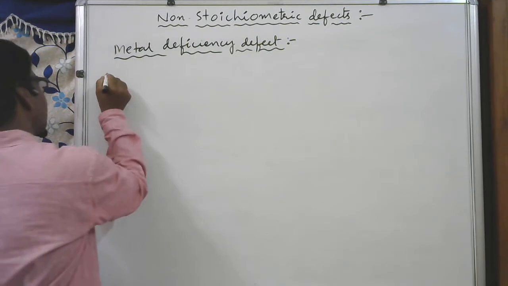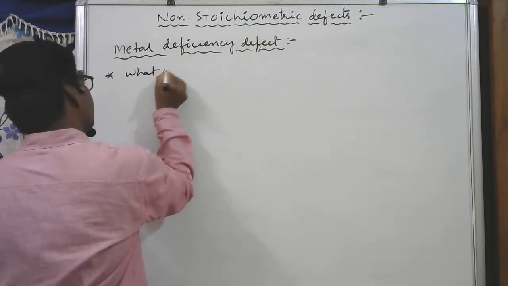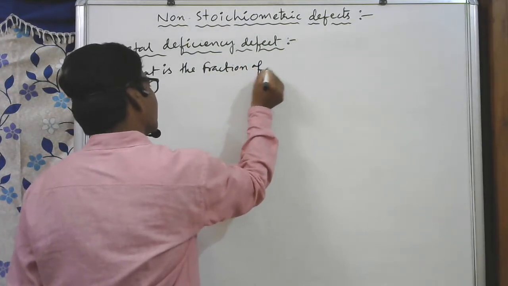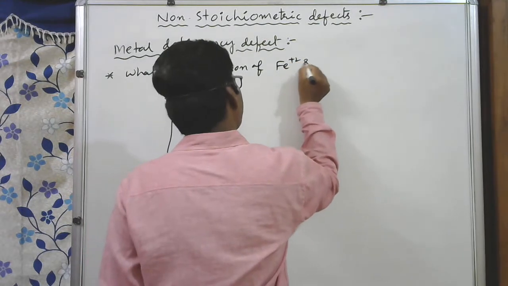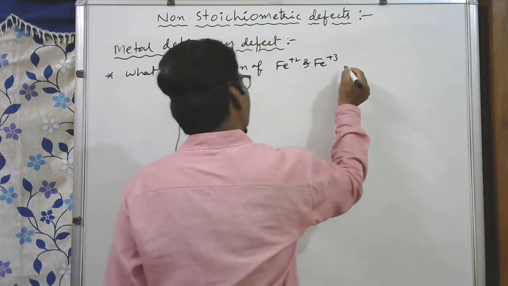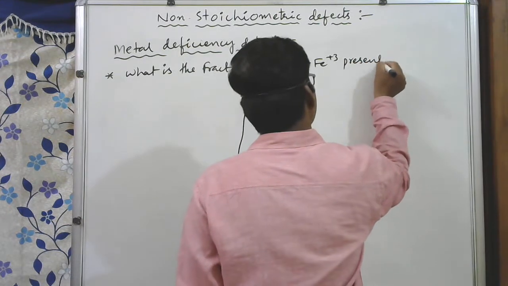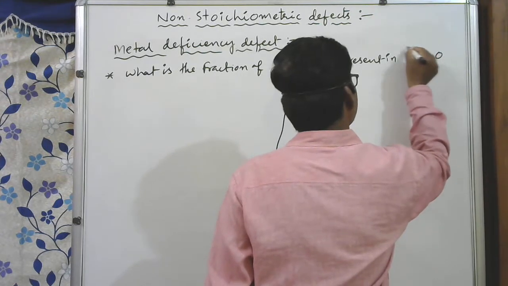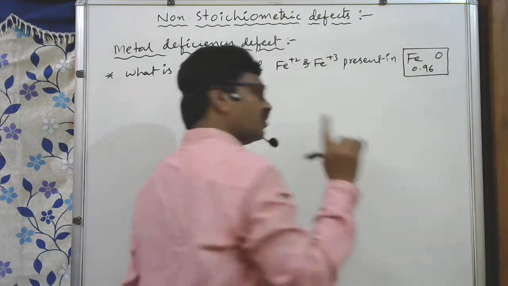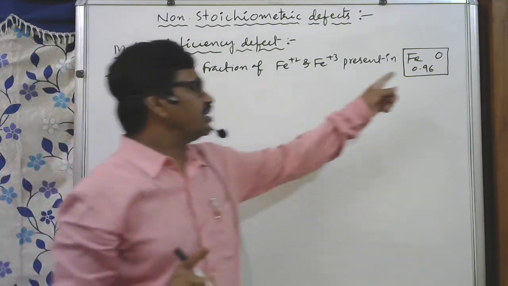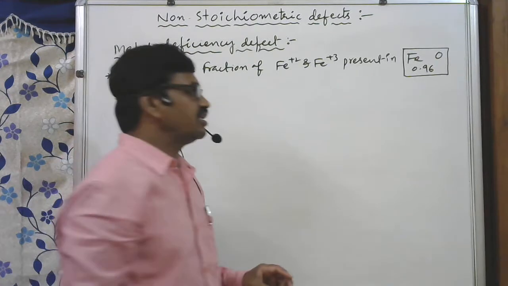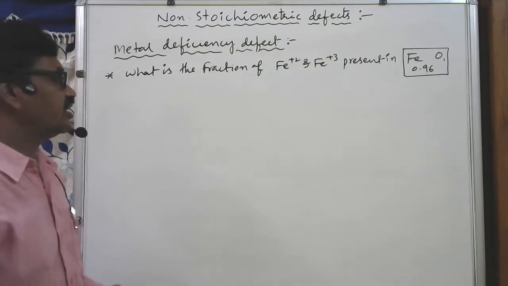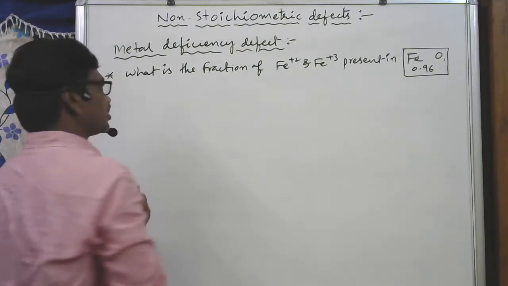See here, I am writing the question. What is the fraction of Fe plus 2 and Fe plus 3 present in Fe 0.96 O? This is the compound given. That means instead of 1 Fe, because of this defect, now the number of ions becomes 0.96 and oxygen remains as 1 oxygen only. Okay. For this, we have to use the oxidation number concept.